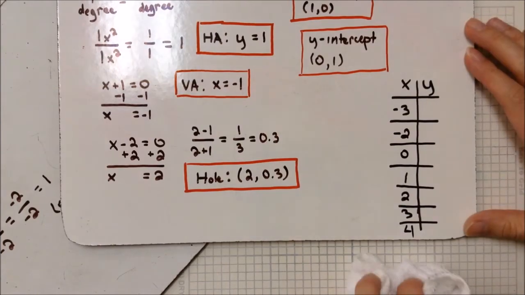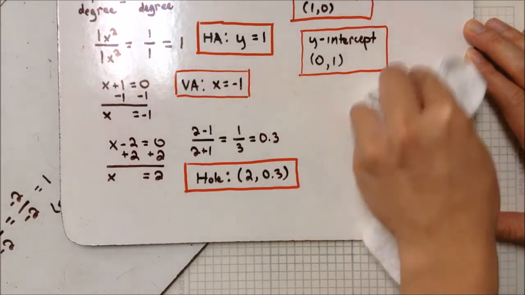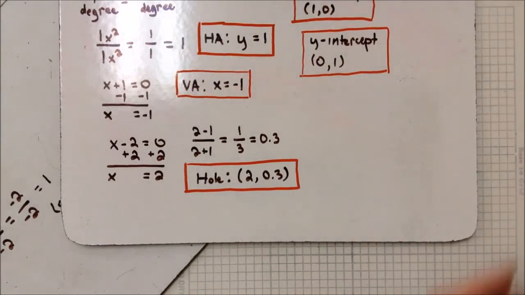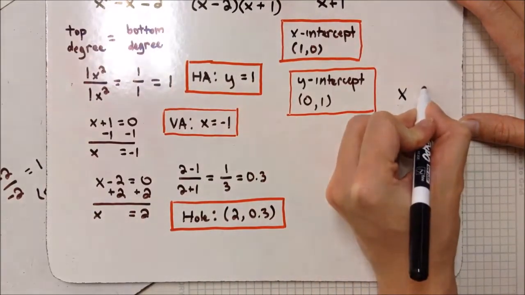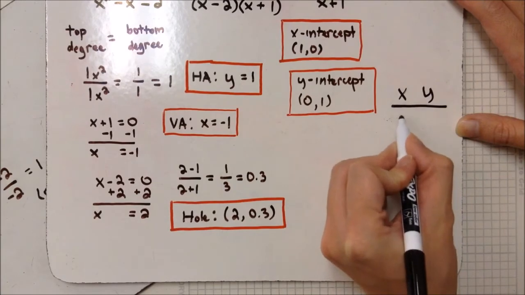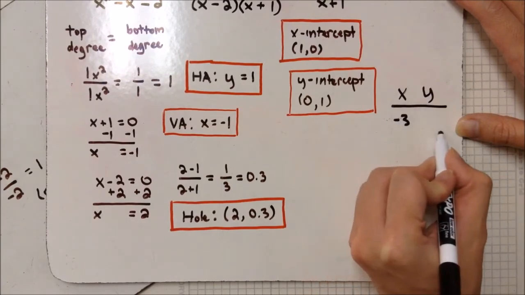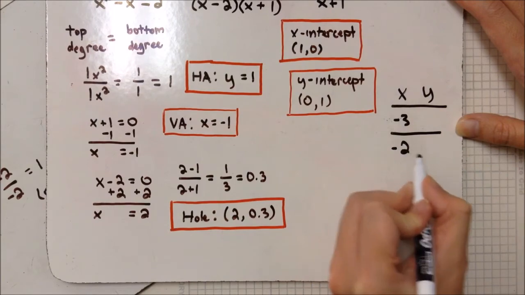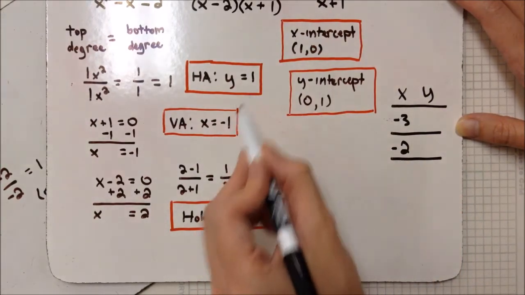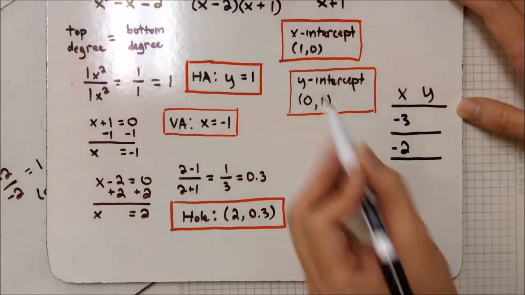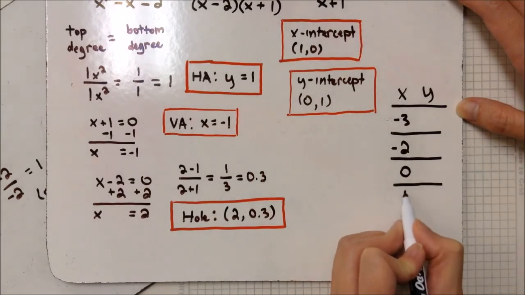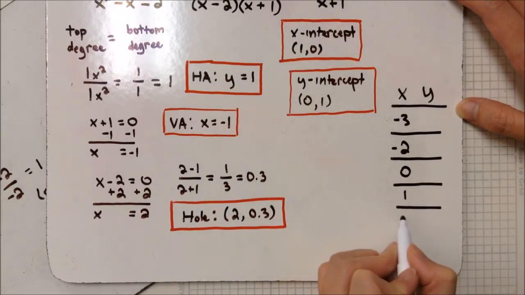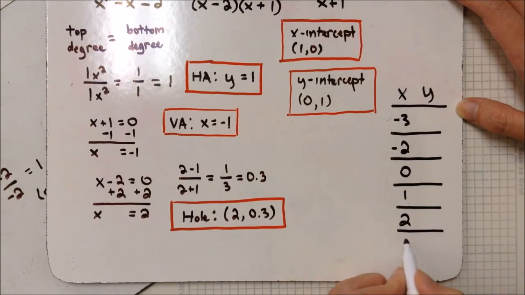But let me rewrite this so there's a better view. So -3, -2. Again, won't use -1. Now, right side, we can't use 0 because we already have a point. Can't use 1. Can't use 2, but we can use 3 and 4.